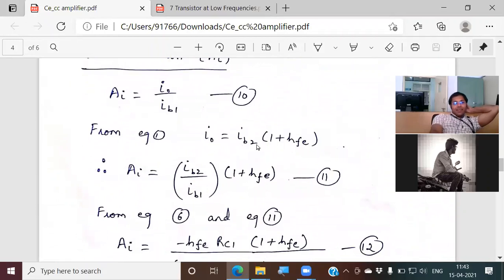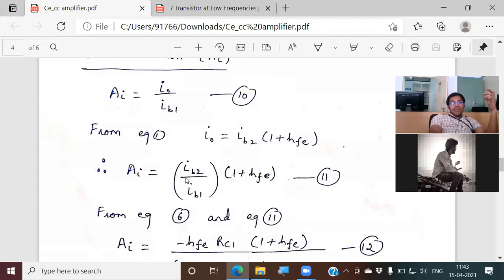So from equation 1, I am replacing this I naught. What is I naught? IB2 into 1 plus HFE, with IB1 as it is. So what did we do? AI we know very well. I naught we already did. That I naught we are taking and putting here, and we got this IB2 by IB1.